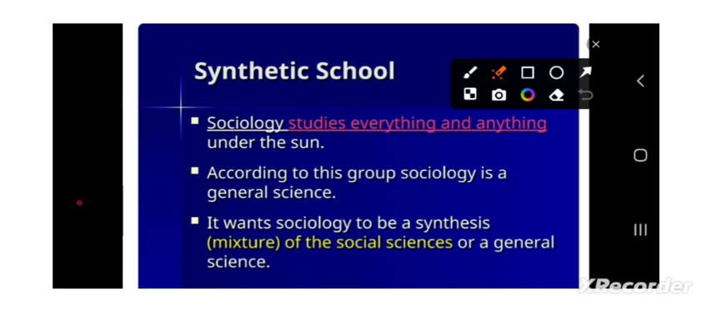Since subjects like economics, history, and political science study particular aspects of society, sociology's role is to integrate their findings to present a holistic, complete picture of social life. Holistic study, because all aspects of society, economic, political, religious, familial, are interdependent. The school asserts that sociology must study society as a whole, everything and anything under the sun that is social.